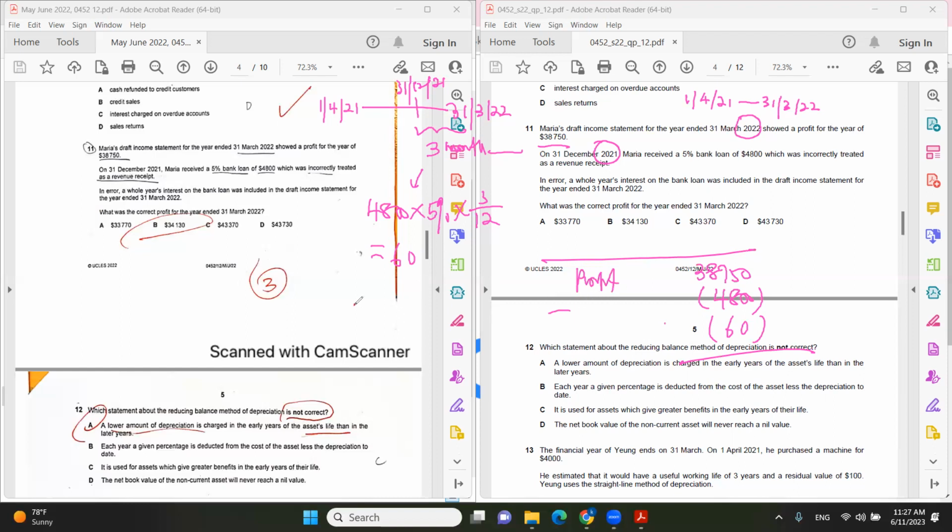So this one, if they treated as an income, that means we have to reverse 2 times. So reverse 2 times will be 120. So 120, let me see whether correct or wrong. Minus 120. I get 33830. This is only 3 months. What does it mean? In error, a whole year interest. Oh, okay. I understand what this mean already. I know what they're talking about now.